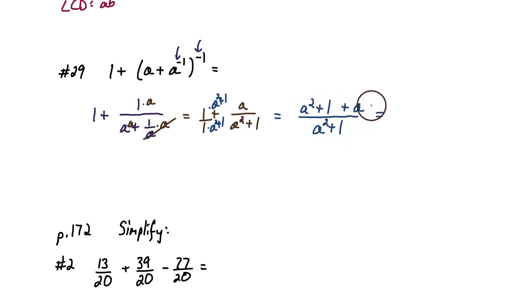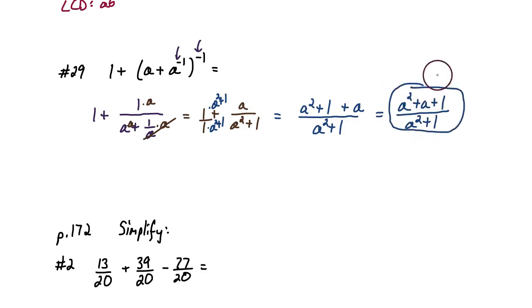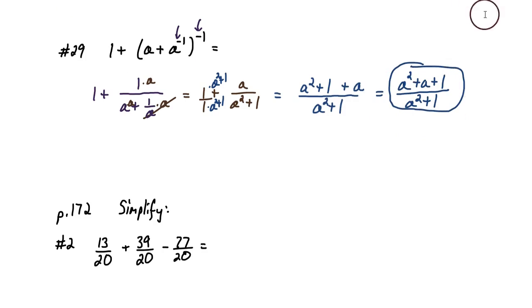Let's rewrite the top and put things in standard form order. A squared plus a plus 1. That's all over a squared plus 1. That trinomial will not factor using FOIL, so I don't think that factoring will allow us to cancel anything out later. This is the best that we're going to be able to do for simple form.